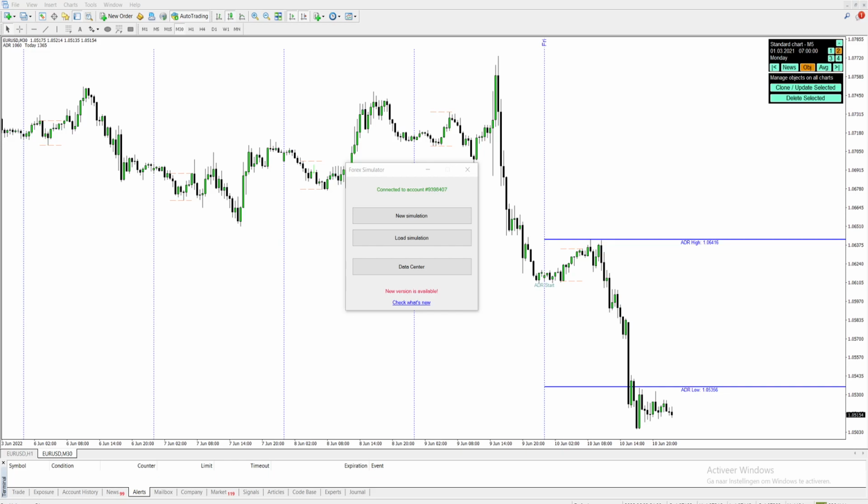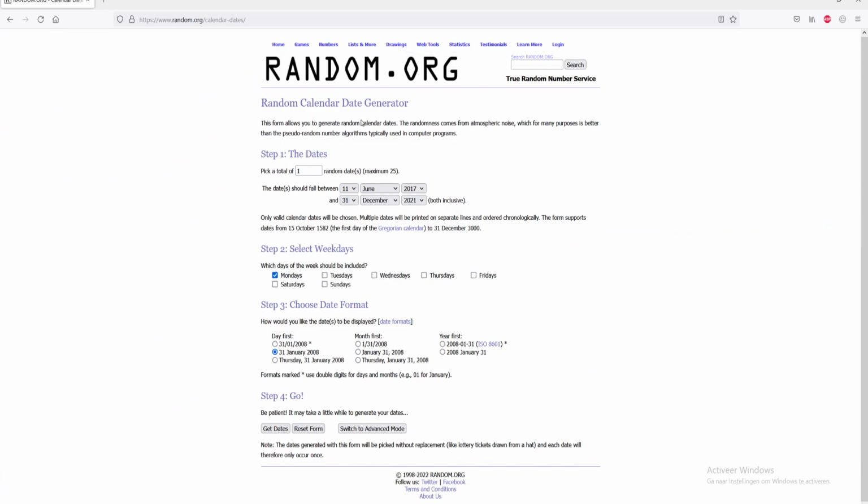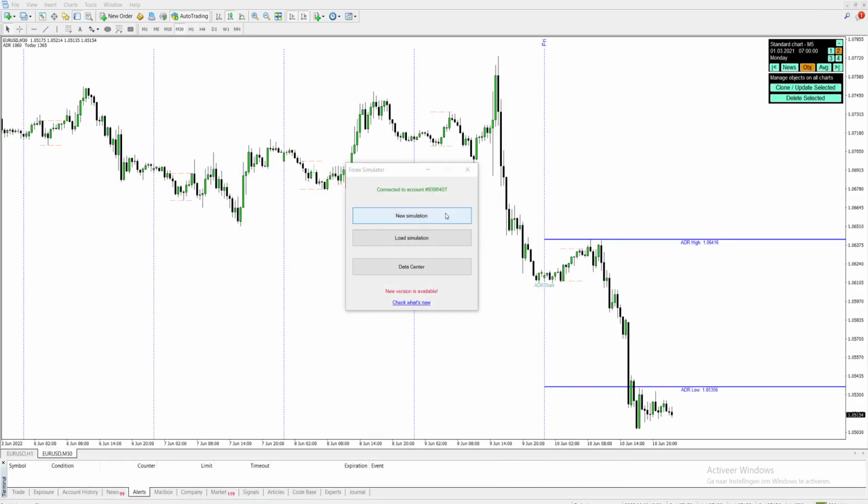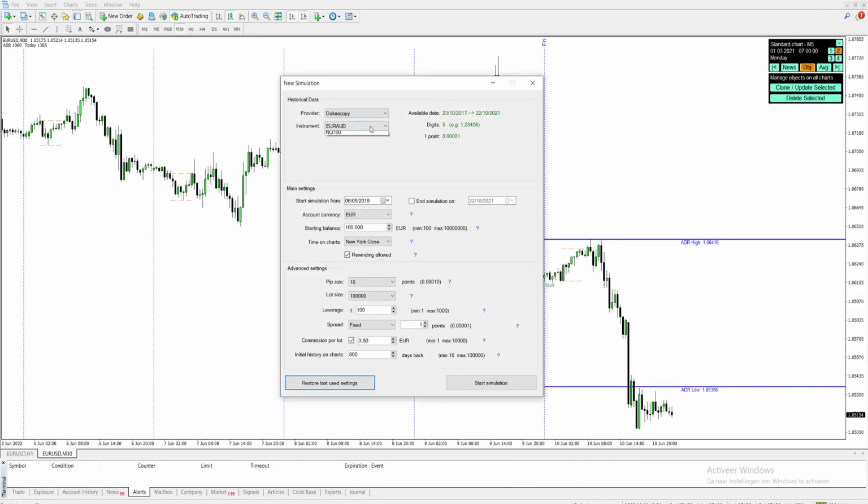Let's pick a random date first, right? As always, get the date 2nd September 2019. Let's go with Euro USD. Oh, it's actually the start of the month, and that's NFP week because it's the first Friday of the month. So let's go to the next week because NFP week is not too favorable to trade, right? As we all know. So let's do this.